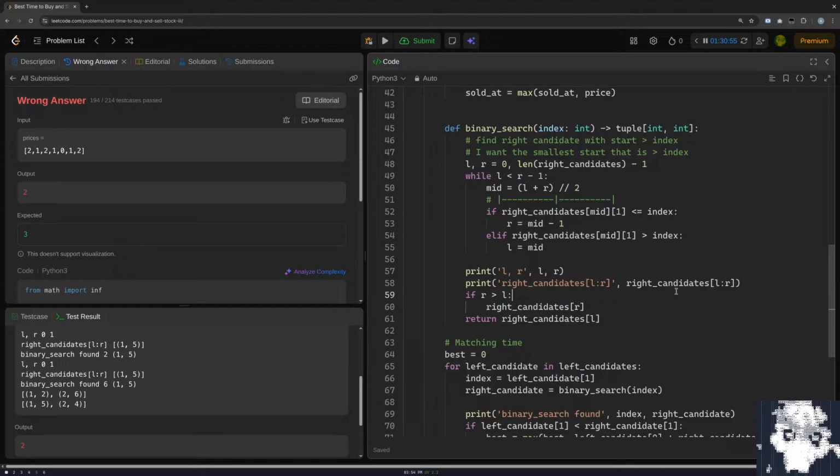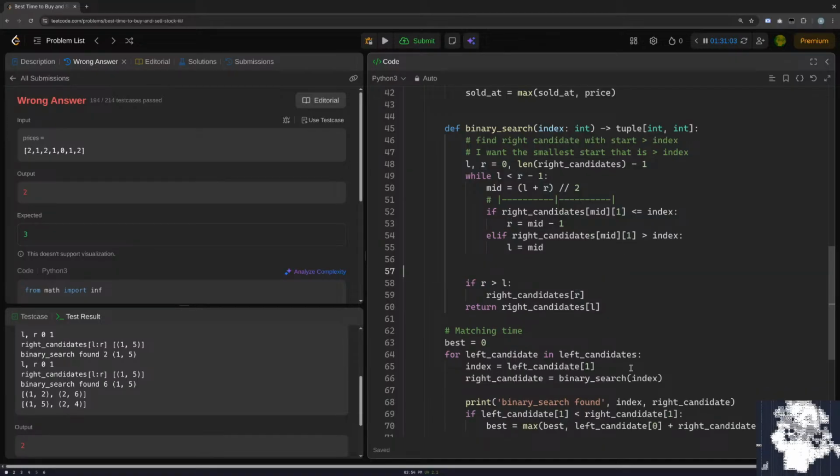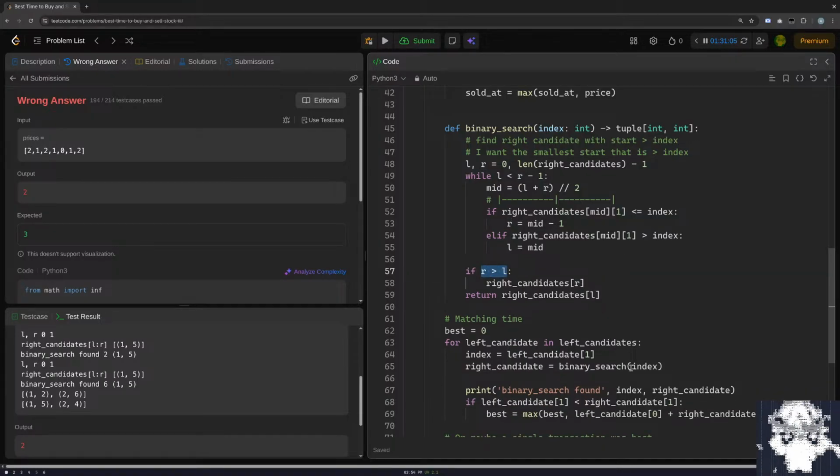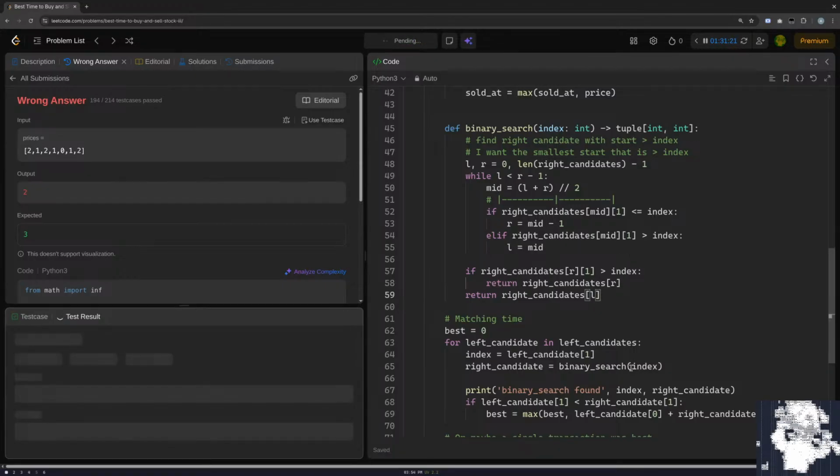No, the thing is, I'm just getting confused. I just haven't shrunk my search space far enough, and of the things that are left, I don't know which one's the answer. So don't just take the thing that's farthest right. Do if right candidates of R of 1 is greater than index, then you can return that. Otherwise, return the other one.